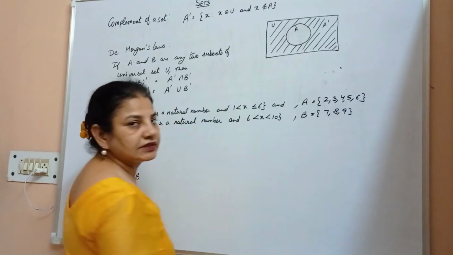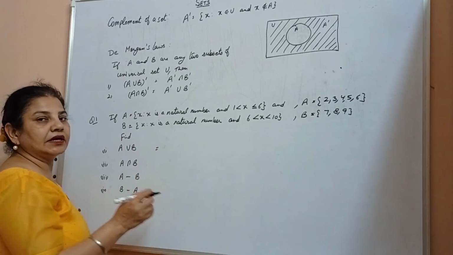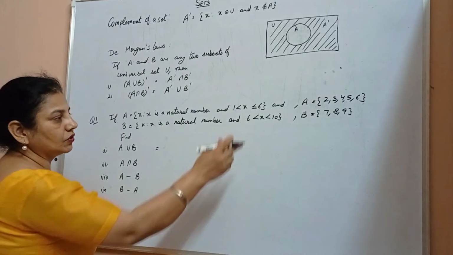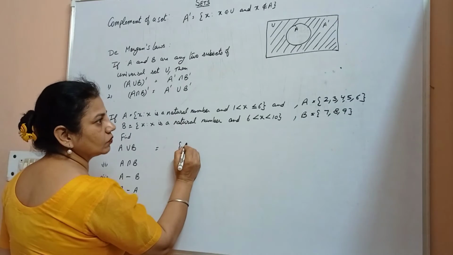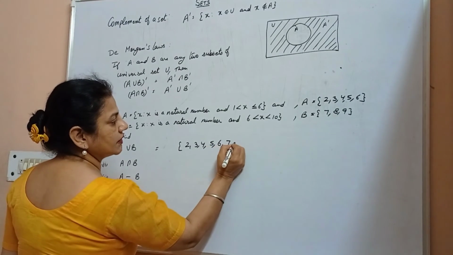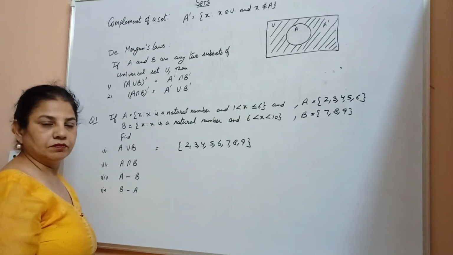The elements of B are 7, 8, 9. So let us observe A union B. As we know, A union B means all elements of A and all elements of B. So in this case, I will write it here as the set {2, 3, 4, 5, 6, 7, 8, 9}. All the elements of A and B are in A union B.